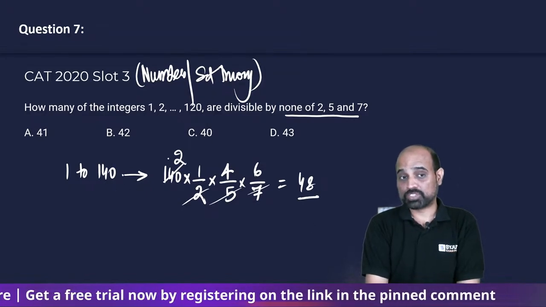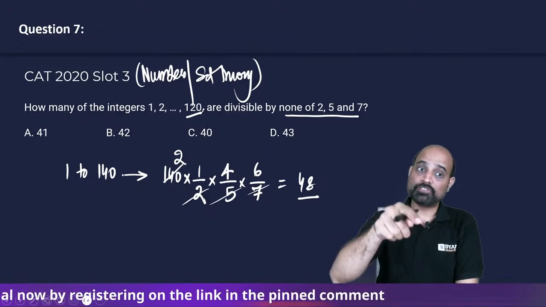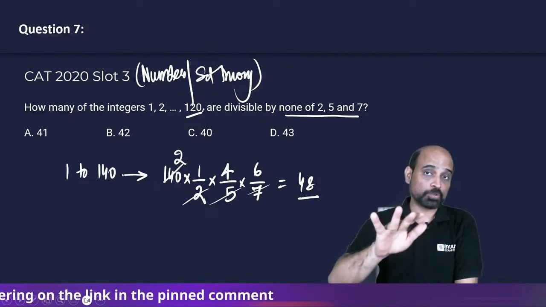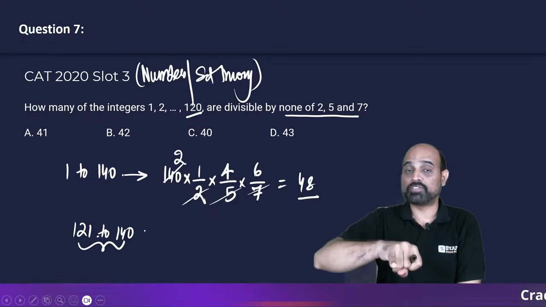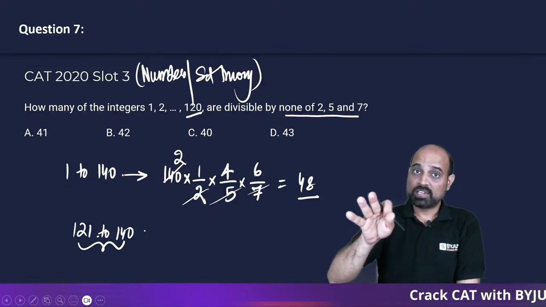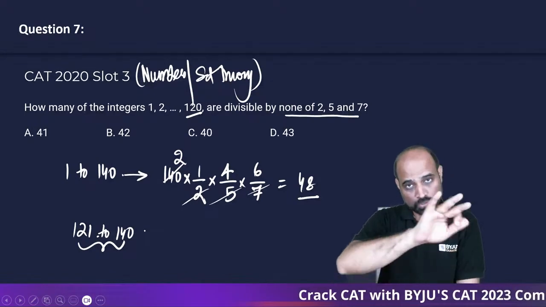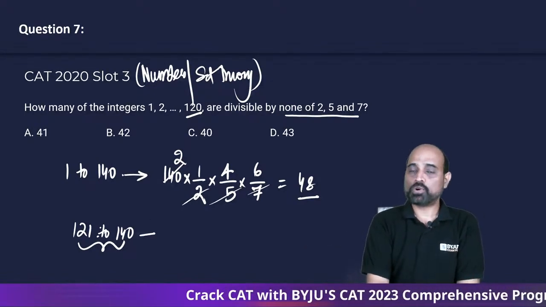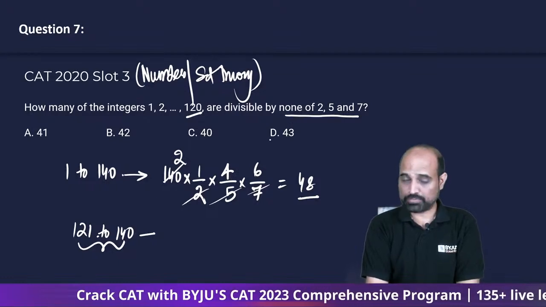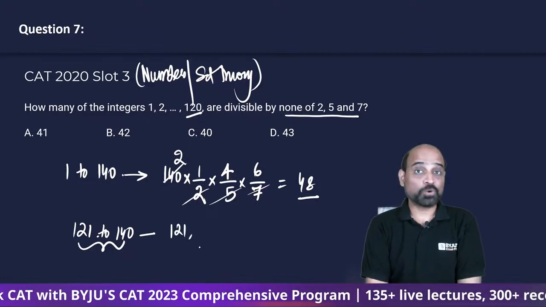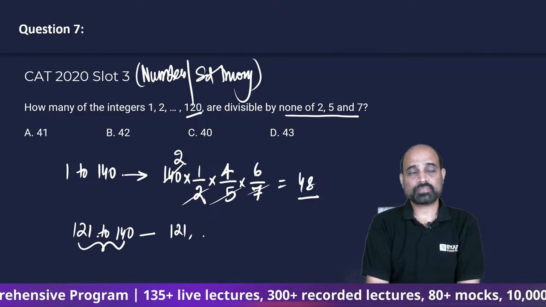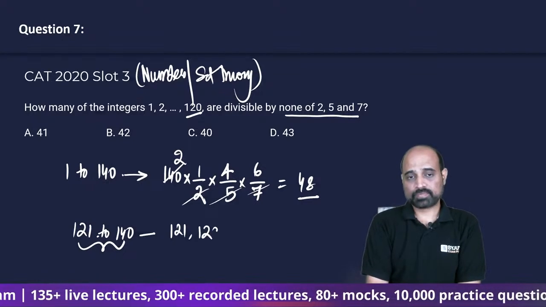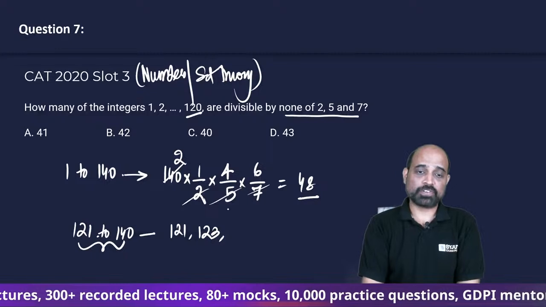But remember, this question asked was up to 120. We have calculated up to 140. So 121 se leke 140 tak, the numbers that are not divisible by any of 2, 5 or 7 are included in this. We don't need those. So we need to get rid of them. So 121 एक हो जाएगा, जो कि आपका ना तो 2 से ना 5 से ना 7 से होता है. 122 is by 2, so we can't take that. That was not included already. 123, no, it's not divisible by either one of them.